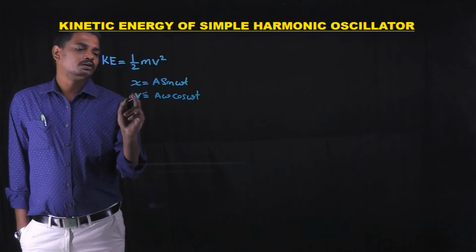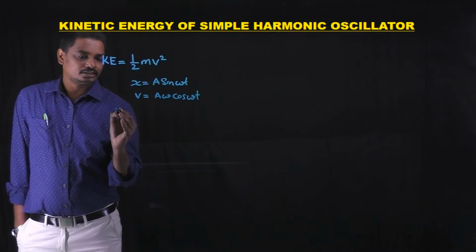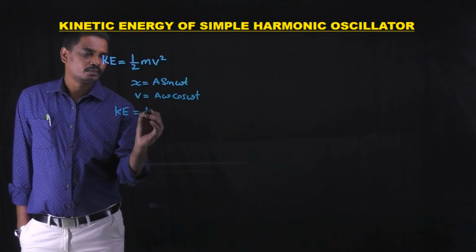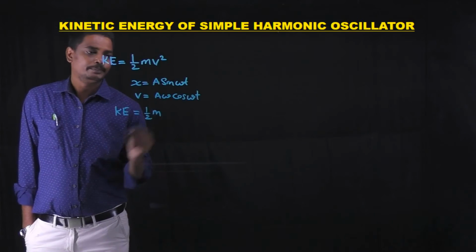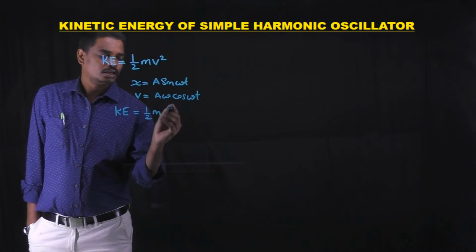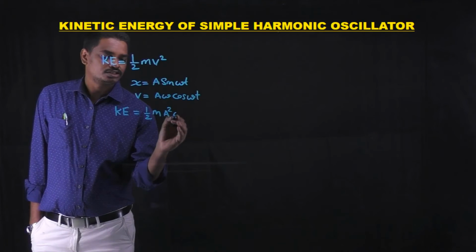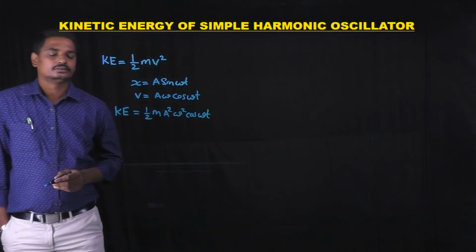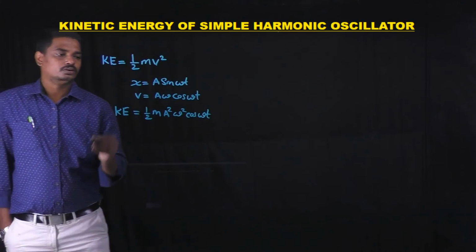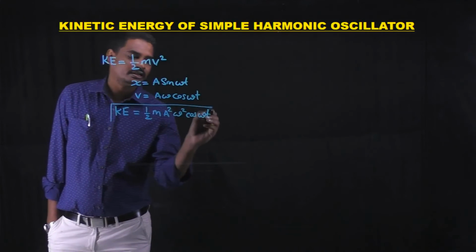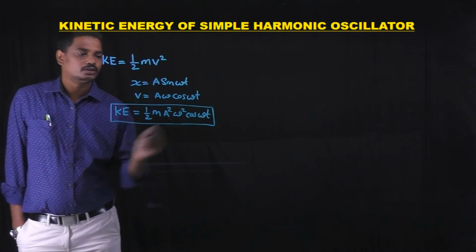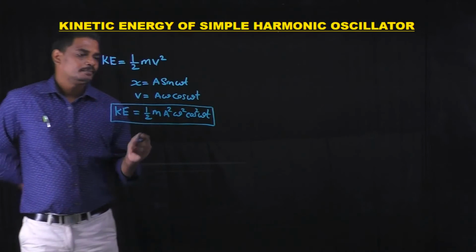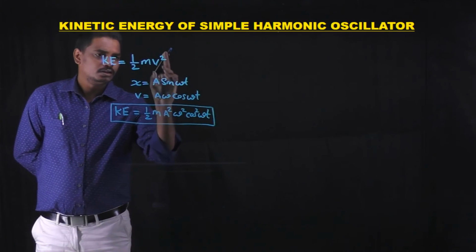Now substitute this expression of velocity in kinetic energy. So kinetic energy KE is equal to half m, in terms of v, A omega cos omega t, therefore A square omega square cos square omega t. So this is the expression for kinetic energy in terms of the phase of the equation, cos square omega t. Similarly, we can write it in terms of displacement also.